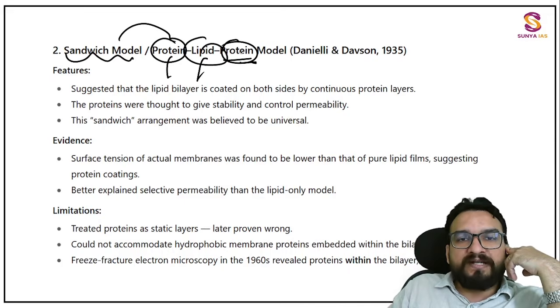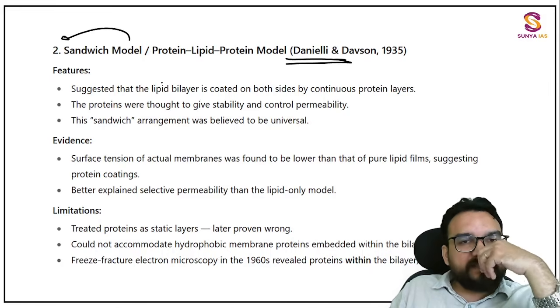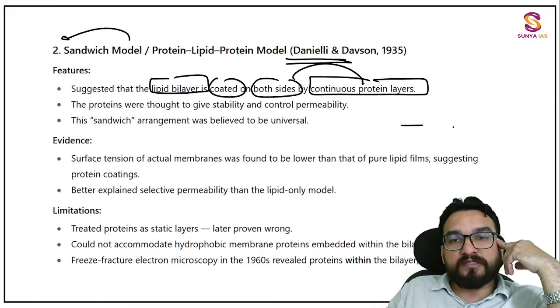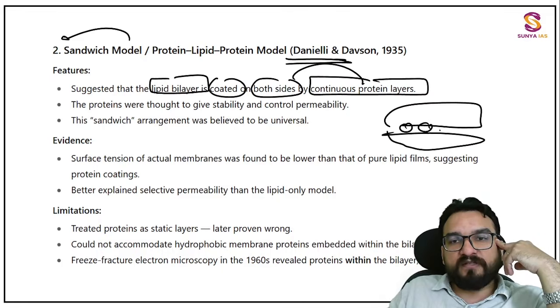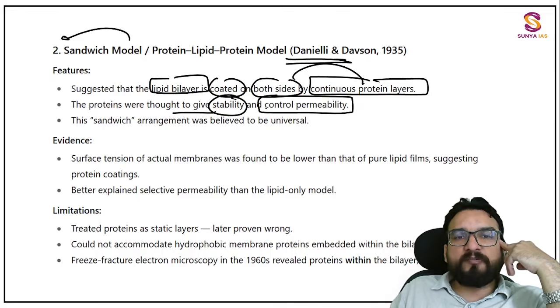Bun, patty, bun. That's why sandwich. Who gave it? Danielli and Davson. A very important model. It was very prevalent in that particular time period. It suggested that the lipid bilayer is coated on both sides by continuous protein layers, like this, with the lipid layer between. The proteins were thought to give stability and control permeability. The sandwich arrangement was believed to be universal.